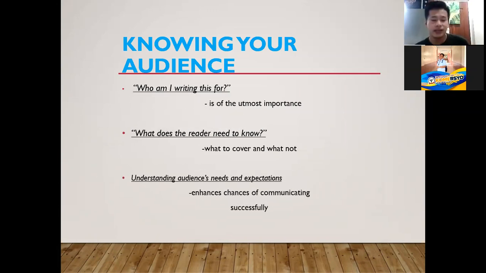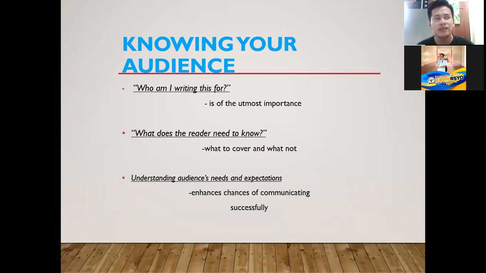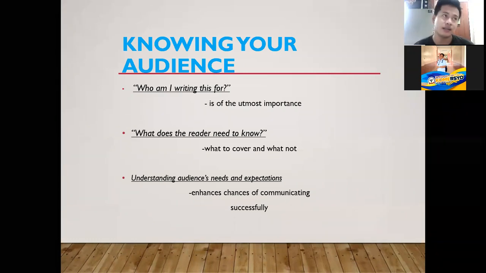Next is, this is not a question, no? So we should have to understand audience needs and expectation. So by understanding our audience needs and expectation, no, this can enhance the chances of communicating successfully. So of course, mura lang gud na maligya, no? In selling a product, we should know what are the needs of our customers. So more pud ning sa technical communication, of which we should have to understand and identify the needs and expectation of our reader.